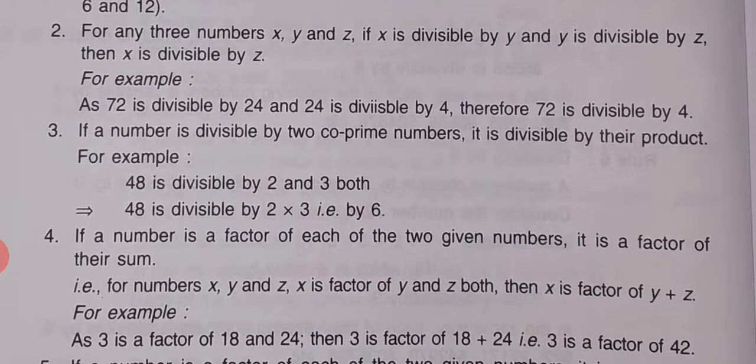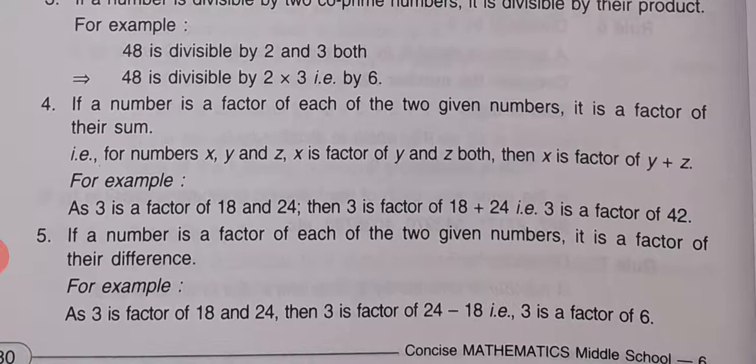Third, if a number is divisible by two co-prime numbers, it is divisible by their product. You all know what is a prime number and what is a co-prime number. So 48 is divisible by 2 and 3 both. 2 and 3 are co-prime numbers. So if 48 is divisible by 2 and 3 both, then 48 is divisible by 2 into 3, that means by 6.